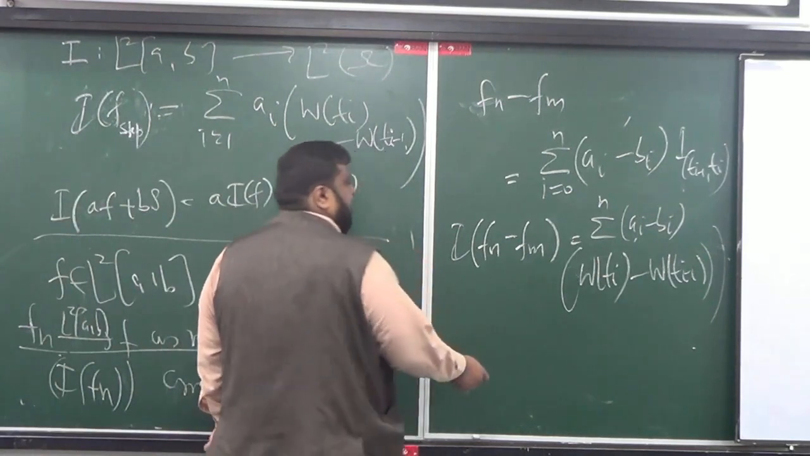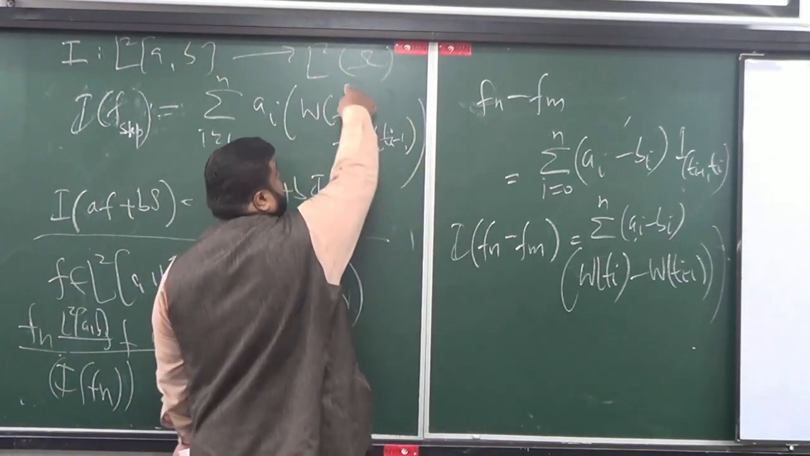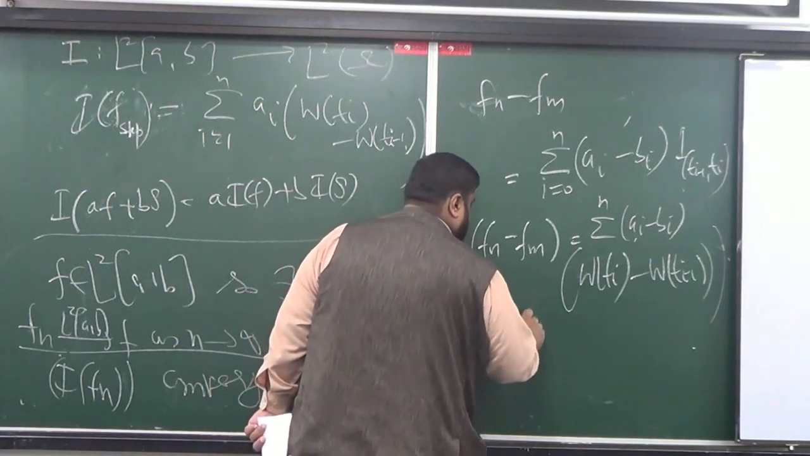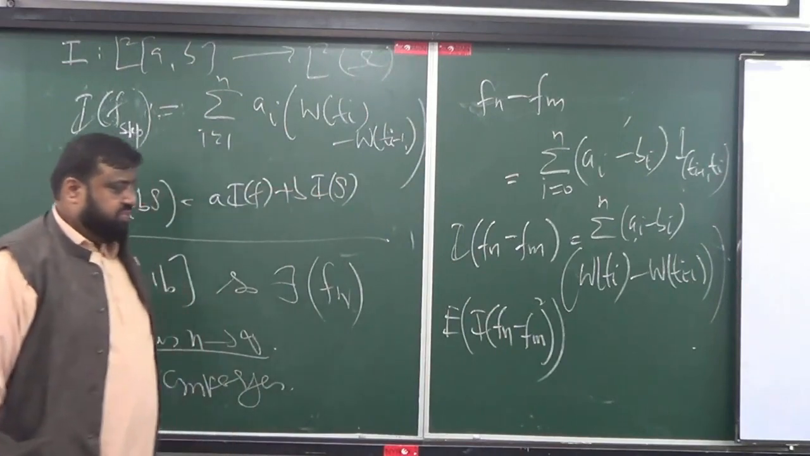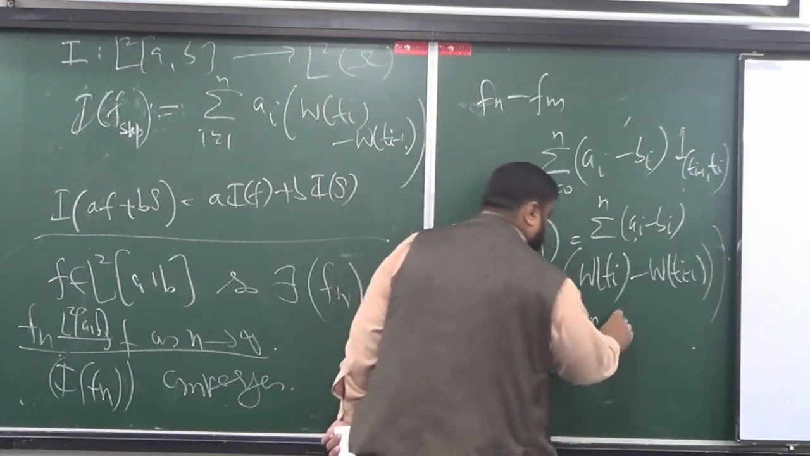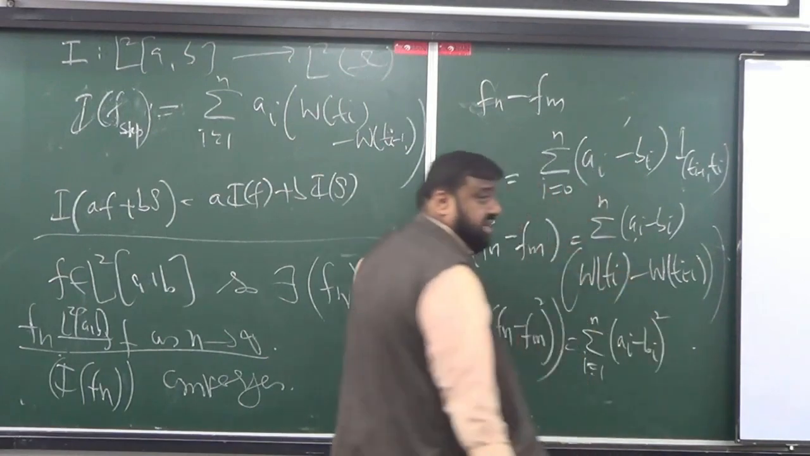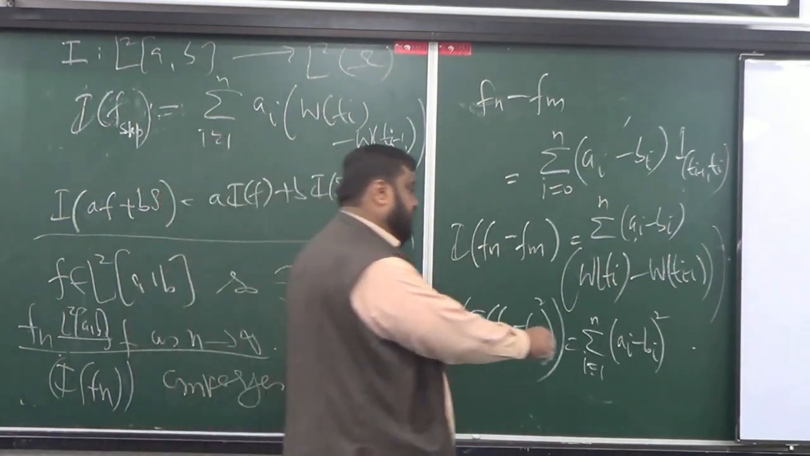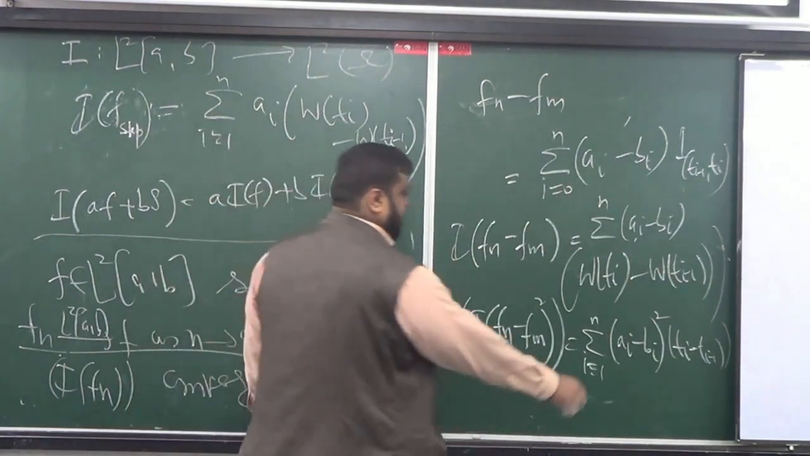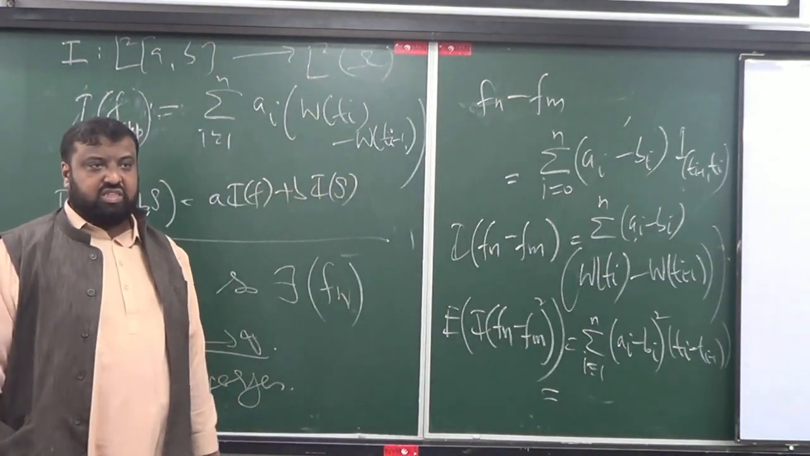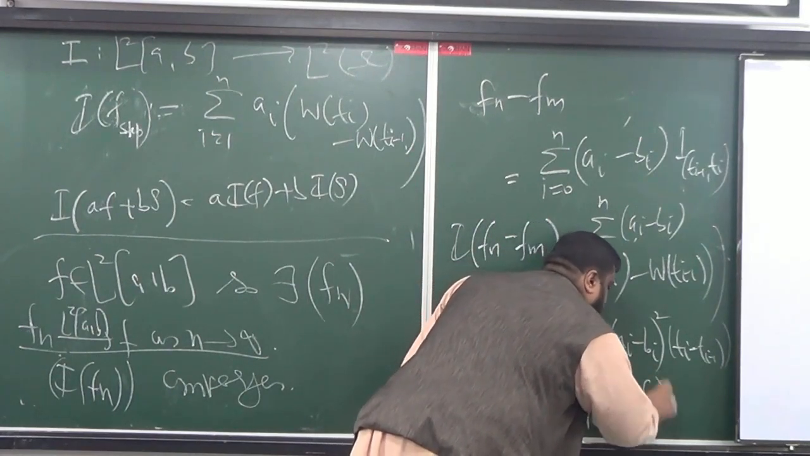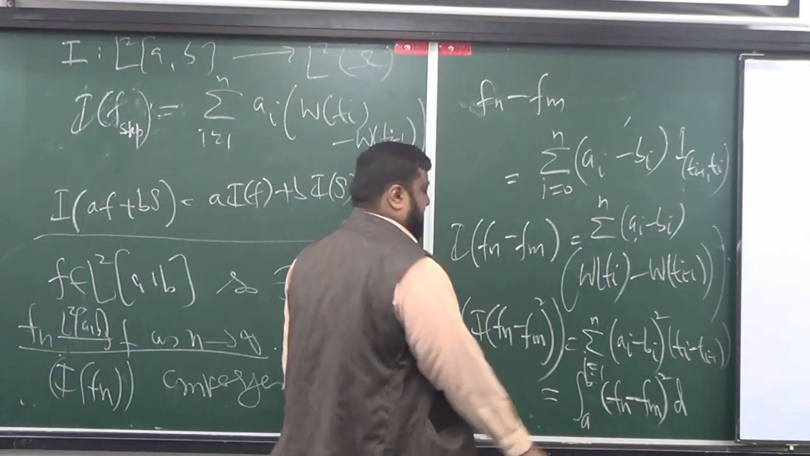So what do I need to do? Square it, because this is in L2 here, square it and integrate. So the norm of I f_n minus I f_m squared would be the sum from i equal to 1 to n of (a_i minus b_i) squared times the expectation of the square of the increment, which is t_{i+1} minus t_i. Can you make sense of this? This is nothing but the integral from a to b of (f_n minus f_m) squared dt.